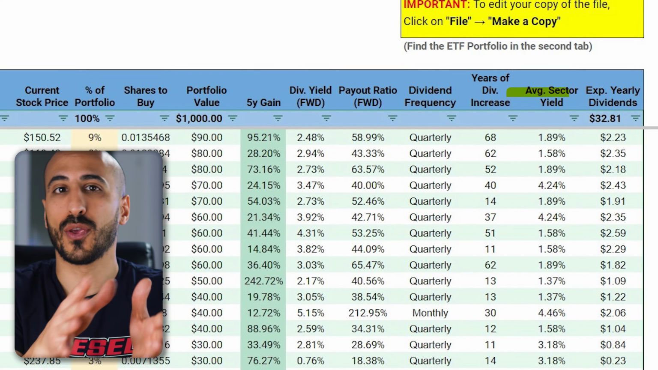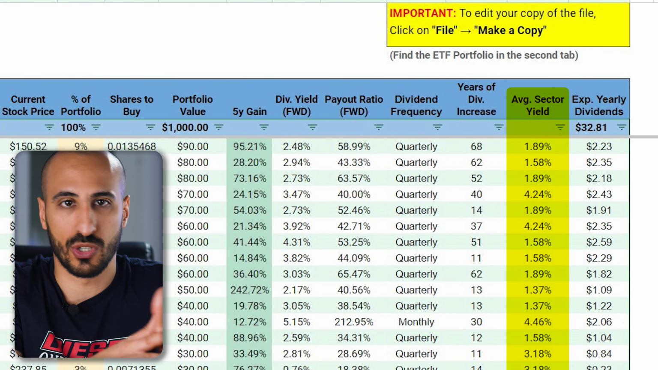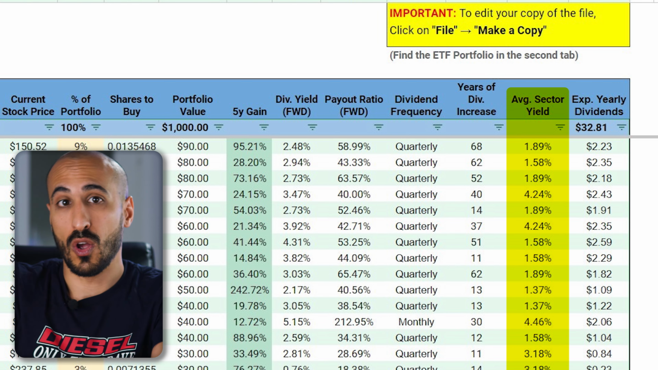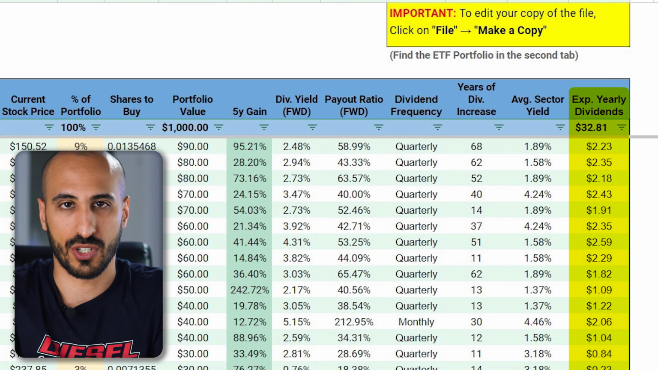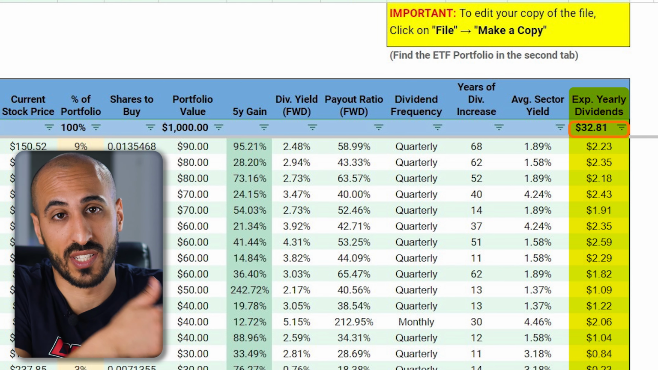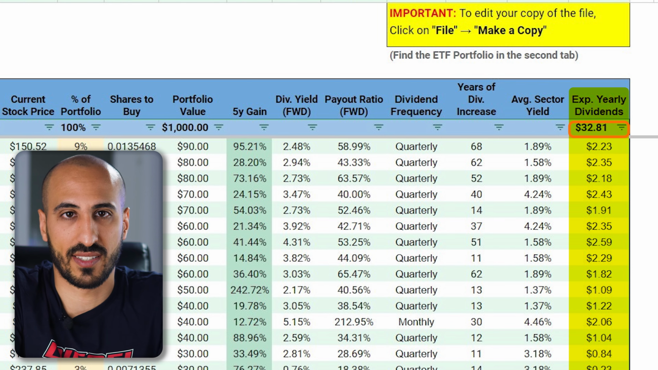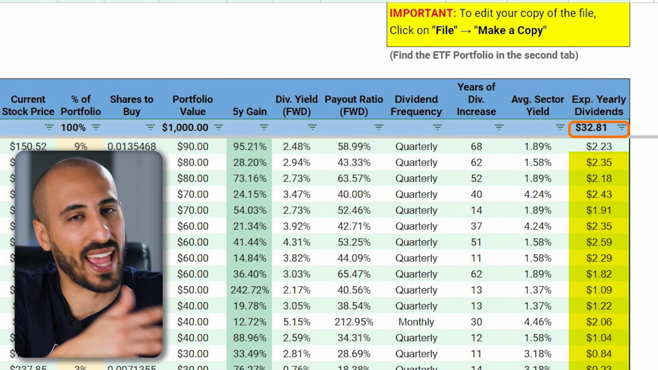Then on the right hand, you have the average yield of the sector, which you can use to see if the company is paying better or worse than the average. And lastly, the expected yearly dividends with this configuration. In my case, we're talking about $32.81 for $1,000 invested, which means 3.28% average dividend yield.